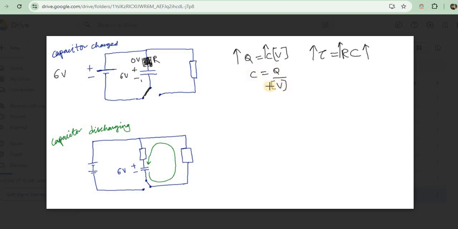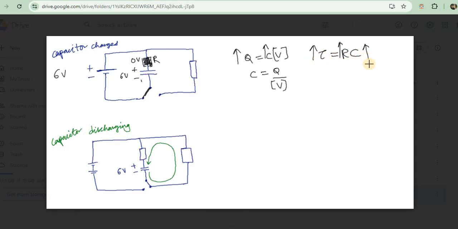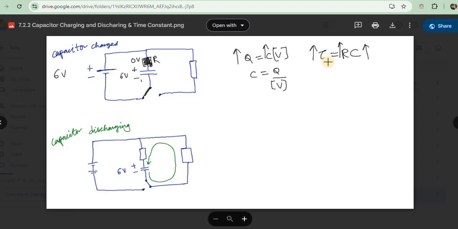So for a certain potential difference, the greater the capacitance of the capacitor, the more charge it can store. Then we have this tau equals RC. The T is the time constant. You can say this is tau, you can say this is T. Okay, so tau is equal to RC.